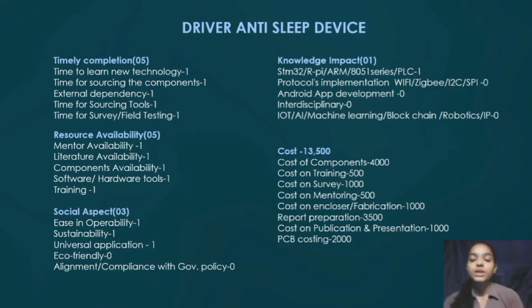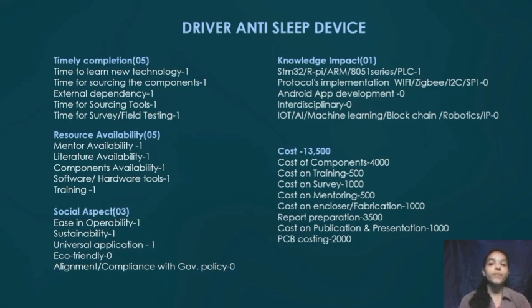Sixth one is report preparation. We have given the cost as 3,500. Seventh one is cost of publication and presentation. We have given the cost as 1,000 rupees. And the last one is PCB costing. We have given the cost of 2,000 rupees, and from which we are getting 13,500 as the cost of our first project.